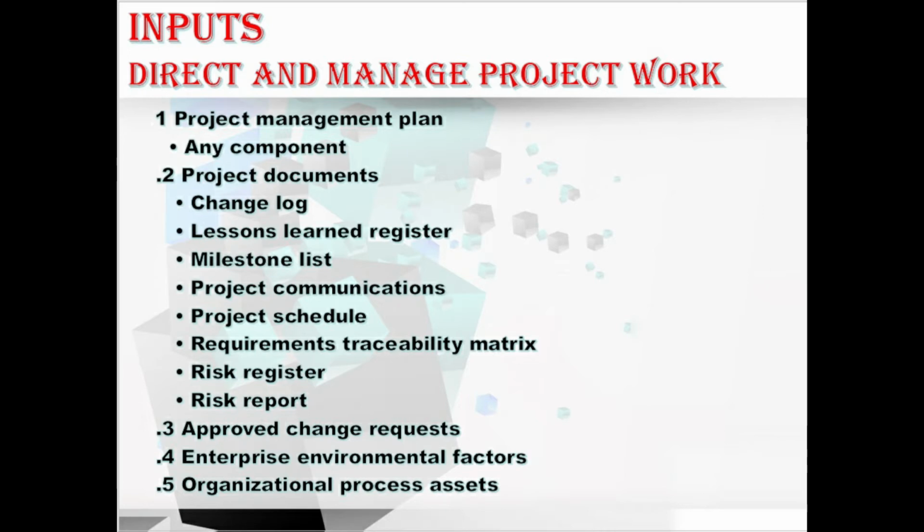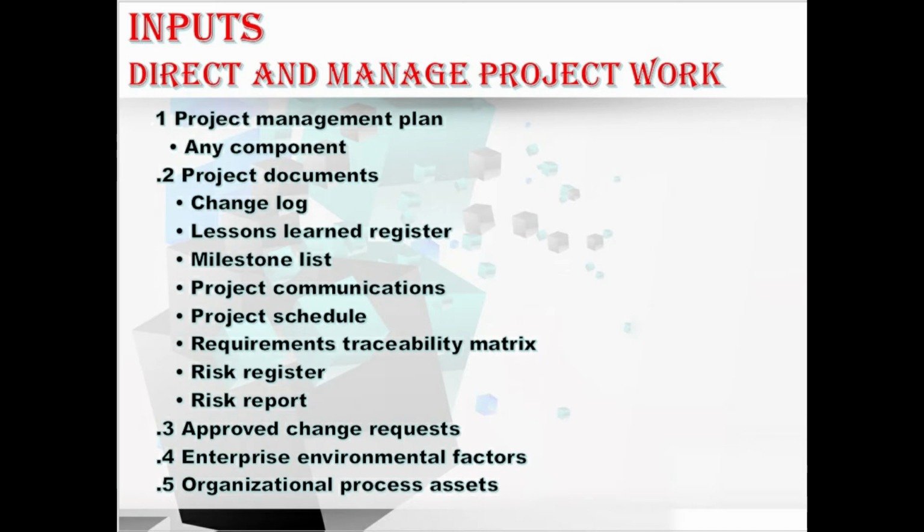Coming to the milestones list. The milestones list shows the scheduled dates for specific milestones. Project communications: the project communications here include the performance reports, delivery status, and any other information generated by the project. Coming to the project schedule, the schedule includes at least the list of work activities, their durations, resources, and planned start and finish dates.